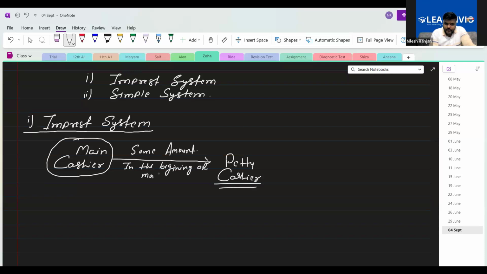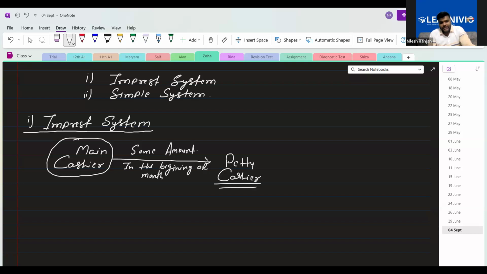Wait, I need to clarify something. The main cashier is the one who records the main expenses, right? Yes. Okay, then that makes sense, because then they're paying the other person to record the smaller expenses that are irrelevant. Yes.